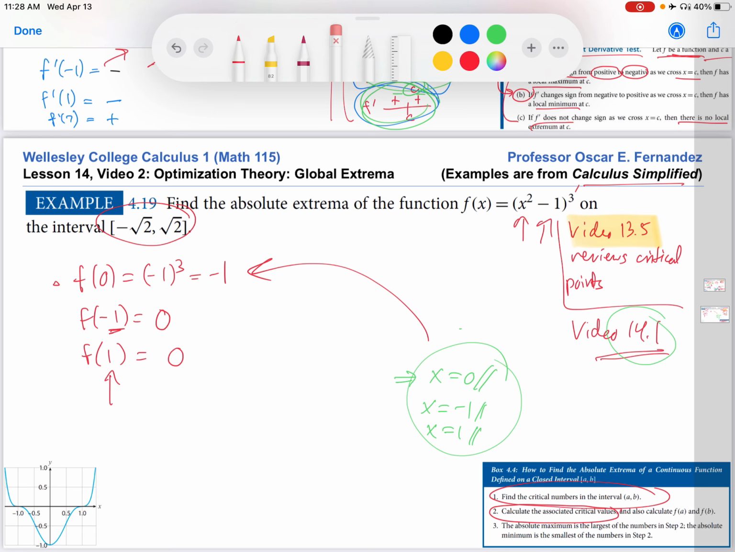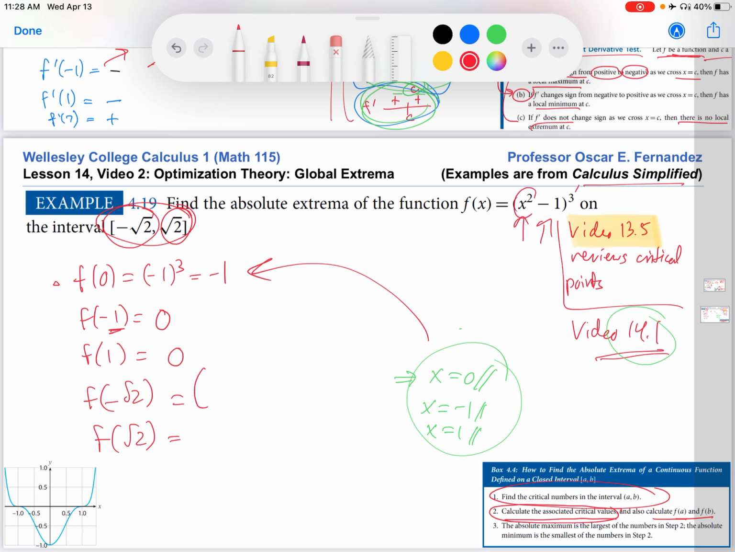And the next part in my procedure says, okay, we did half of it. Calculate the associated critical values, done, and then calculate f of a and f of b. All right, so what is a in this case? Negative square root of 2. We'll calculate that in a minute. What is b in this case? Square root of 2, the right endpoint. So now we're going to calculate these values.